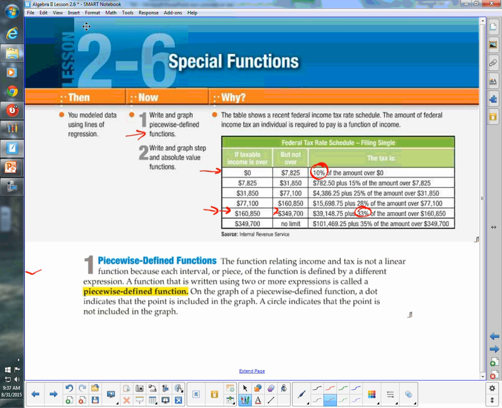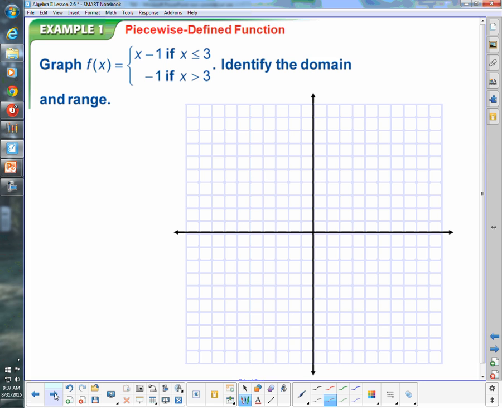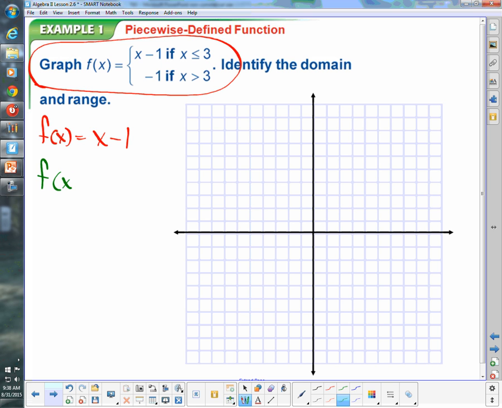All right, a piecewise function. It's going to look like this right here. Okay? Basically what it is is more than one function. We have 2 functions here. I have f of x equals x minus 1. And then I have f of x equals negative 1. Can you graph those lines?